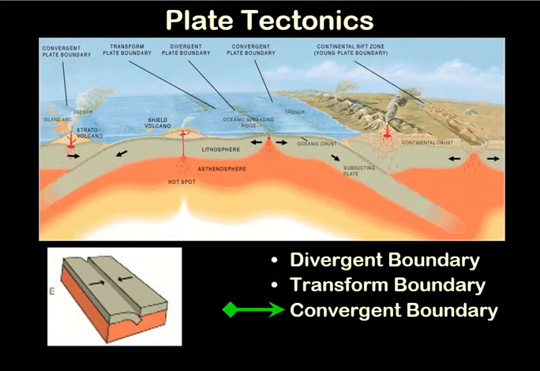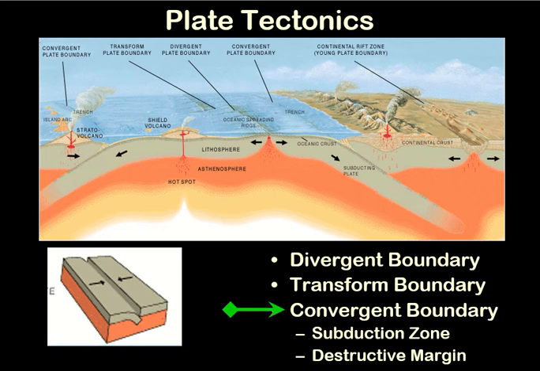So the other type of boundary in plate tectonics is the convergent boundary, where the plates come together, also known as a subduction zone or destructive margin. And so here you can see the plate going underneath the other plate. This one is going underneath continental crust, and this one is going underneath more oceanic crust. So here you can see it's being destroyed. It's the destructive margin, which is different from the constructive margin or divergent boundary. And it's also called a subduction zone because it's subducting underneath the other one.